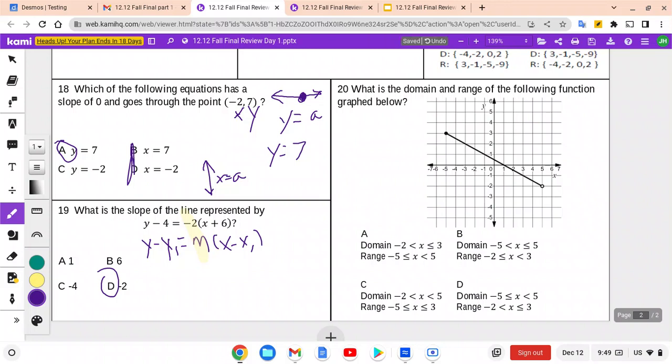And then domain and range. The domain is from negative 5 to 5, and the range is negative 2 to 3. So the negative 5 has a filled-in circle, so it has to be, let's see, D, because it has to have the equal to part. And then on the range, the 3 has the equal to part over here. That's where the equal to part is.